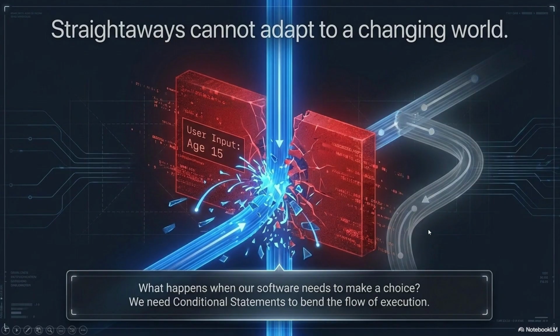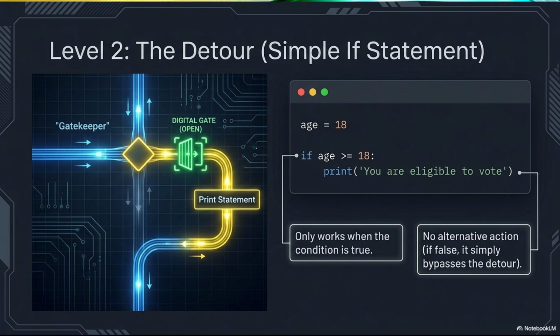Now, if you use code straightly, then how are you going to change the world? Sometimes, when our software or our app needs to take a decision or make a choice, it doesn't just go line by line. If you say we have if statements, yeah, you're right. We need conditional statements. Conditional statements are the statements which give us the decision.